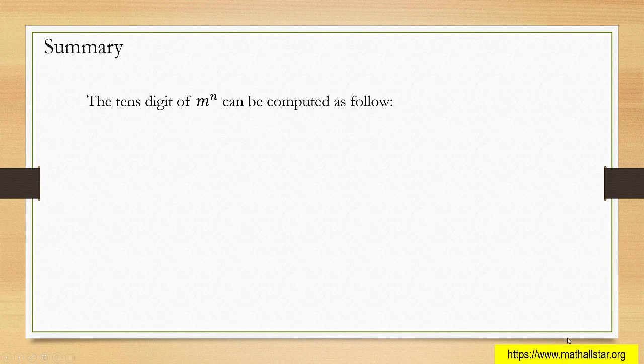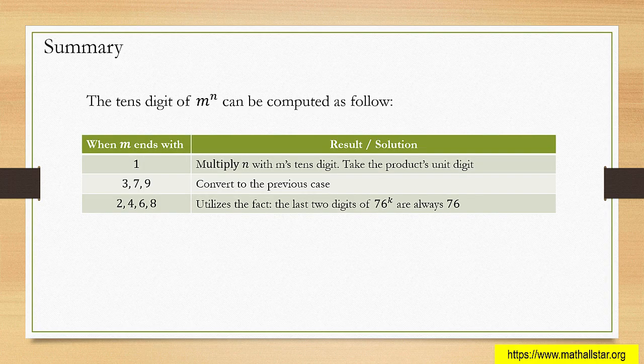Let's show the trick, then give a few examples in the next few slides. The trick depends on the last digit of m. The most basic scenario is when m's last digit is 1. In this case, we just need to multiply the 10th digit of m with n. Then, the units digit of the product is the answer we are looking for. We will show an example in the next slide.